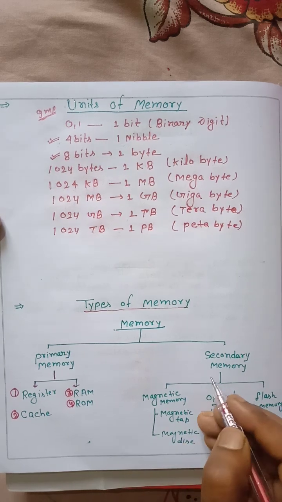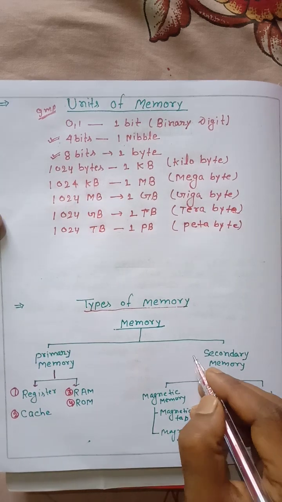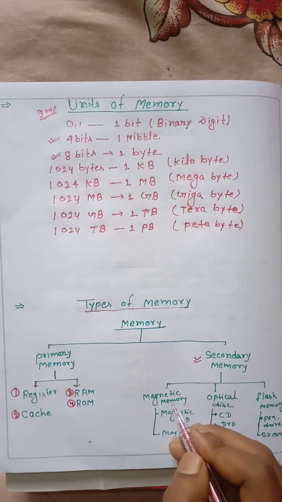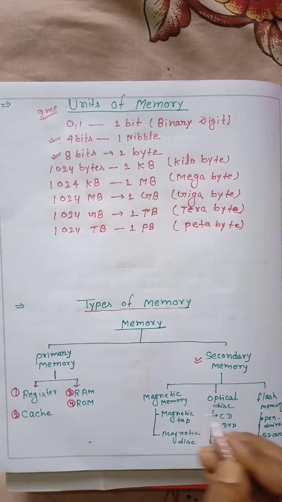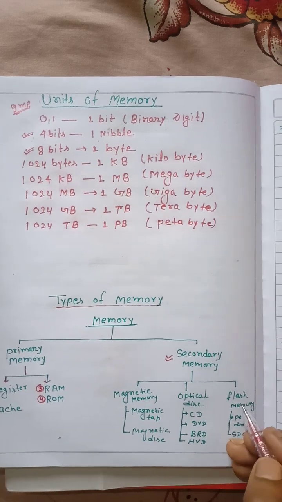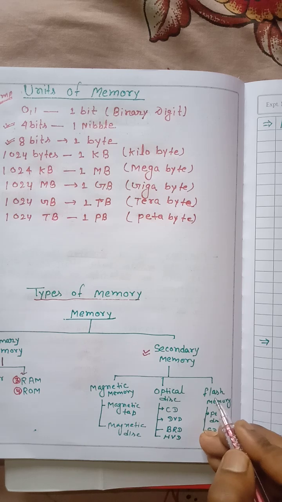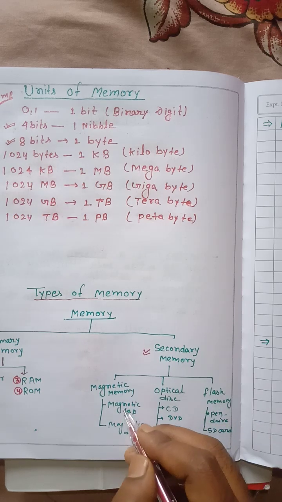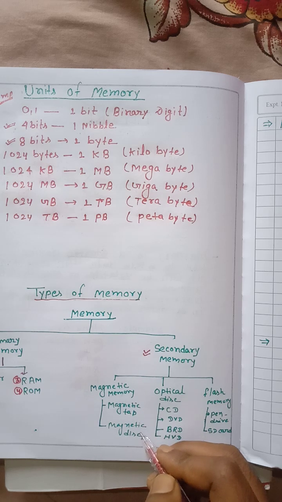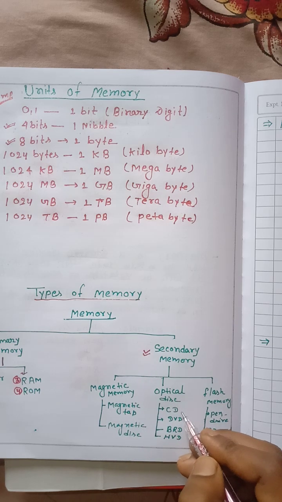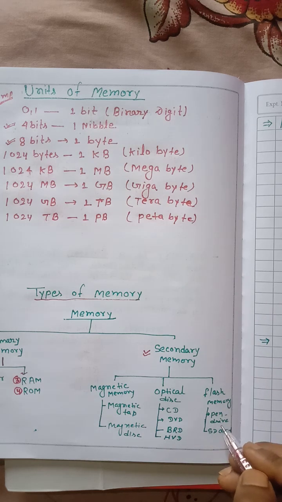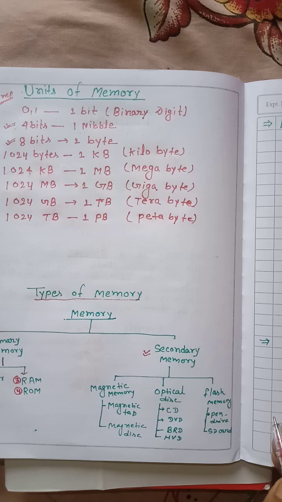Now we come to the secondary memory. In secondary memory, there are 3 types of memory: magnetic memory, optical disk memory, and flash memory. Under magnetic memory come magnetic tape and magnetic discs. Optical memory includes CD, DVD, BRD, HVD. Flash memory includes pen drive and SD cards.